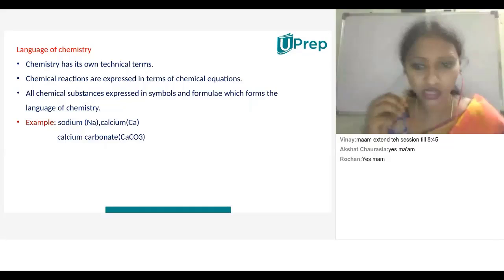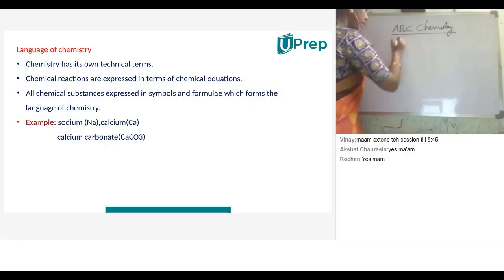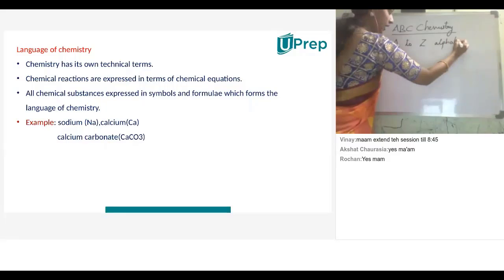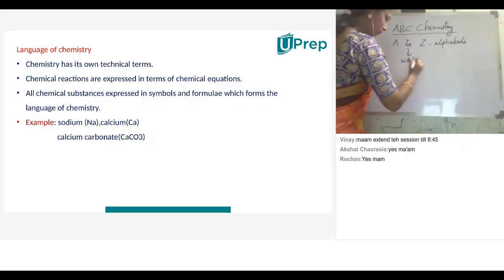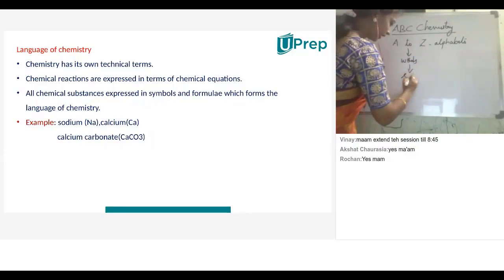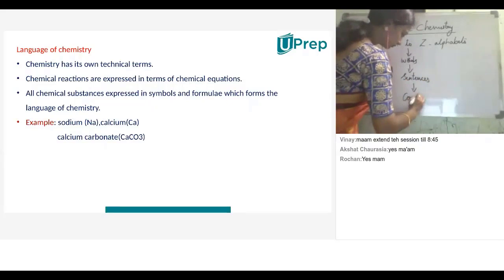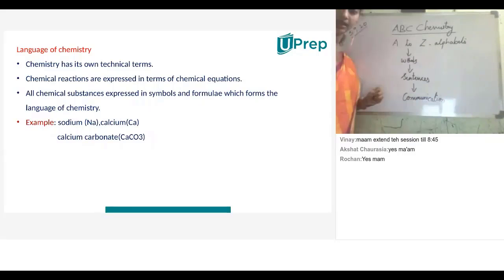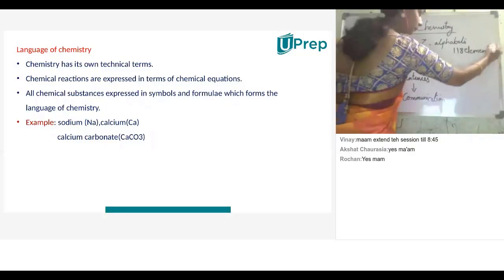Let me explain this. Like the A to Z alphabets, from these alphabets words are formed, from words sentences are framed, and from the sentences, communication. Understood? This is the thing I explained to you. In the same way, there are 118 elements in the present periodic table.